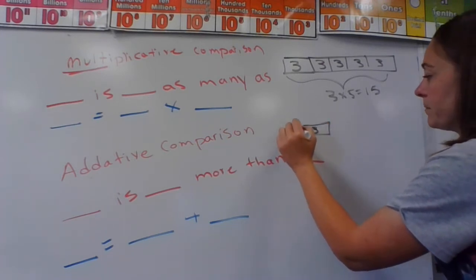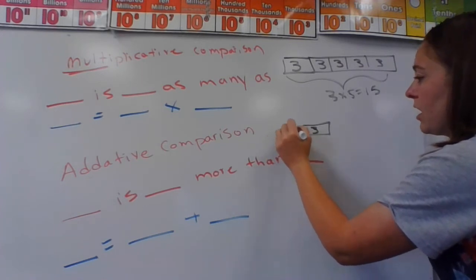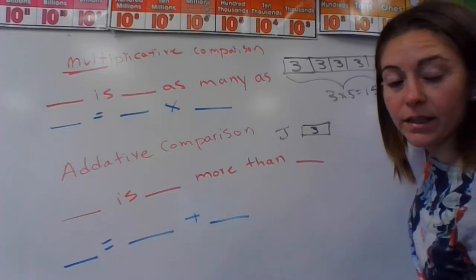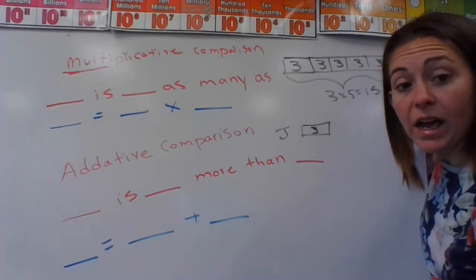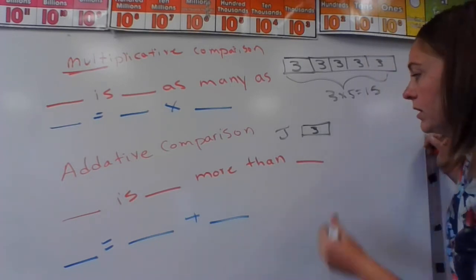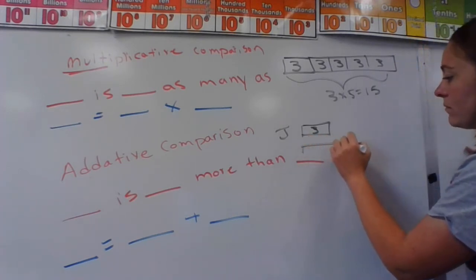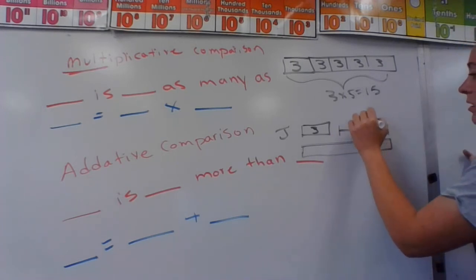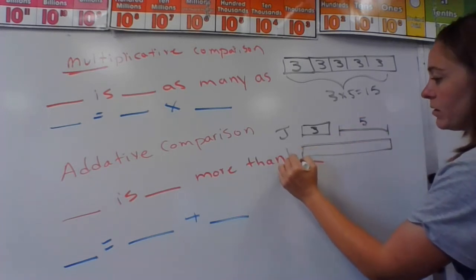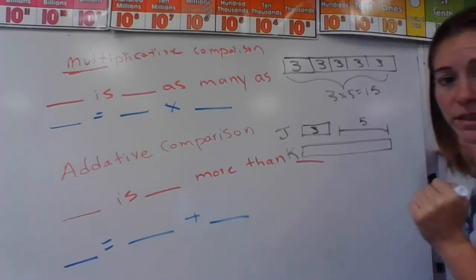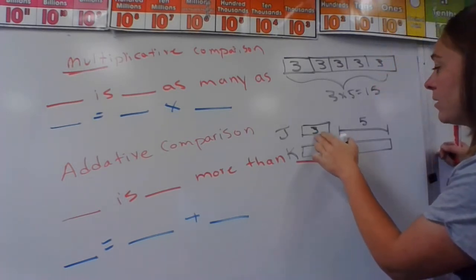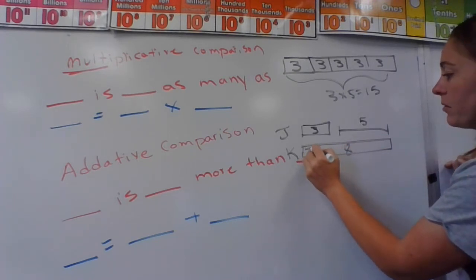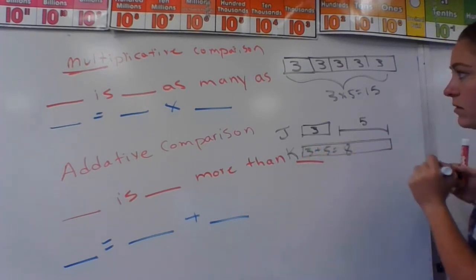For additive, this is where I would have, maybe I have 3 in a box here first. This might be me, or I'll put J for Juliana. And then I might say, but Kaylin has 5 more dogs than Julie. So I would add another tape diagram to the bottom and put that 5 more over here. And this would be Kaylin, right here. We'd have to say, okay, well, 3 plus 5 would be a total of 8 in our box here. 3 plus 5 equals 8.